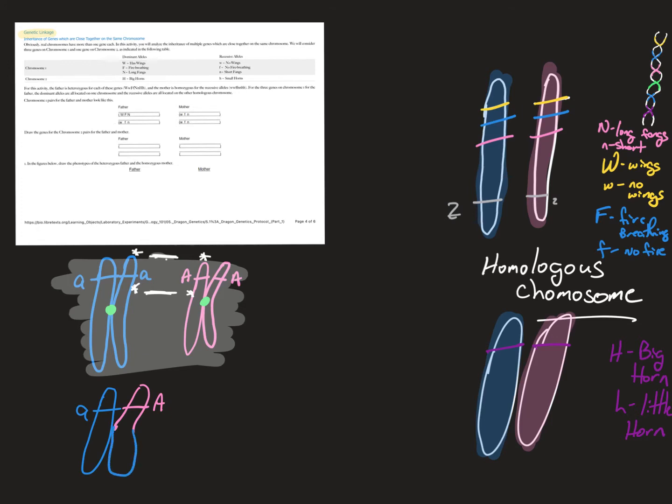Then the other homolog has now part of dad's chromosome, which has that little a, and part of mom's chromosome, which has all the rest of that gene, all the rest of the genes that are on that chromosome, whatever those are. And then here you have a big A. Again, all held together by a centromere.